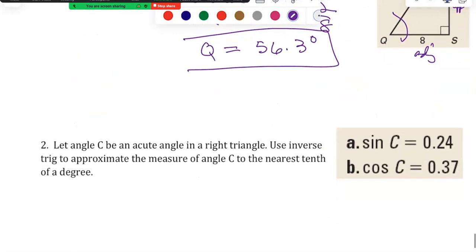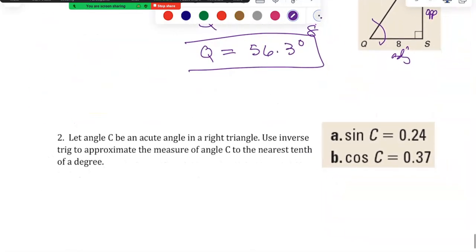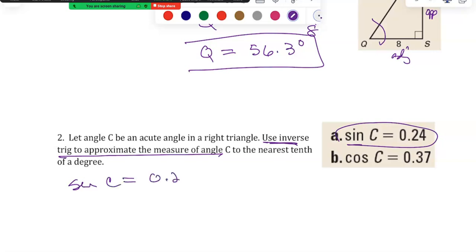Okay, let's keep going. It says, let angle C be an acute angle in a right triangle. Use inverse trig to approximate the measure. Okay, so if sine of C equals 0.25, then angle C is sine^-1 of 0.25. So you should be getting an angle of 13.9 degrees. Then let's do the other one. So this would be A, which I just did in purple. So let's do B in green.